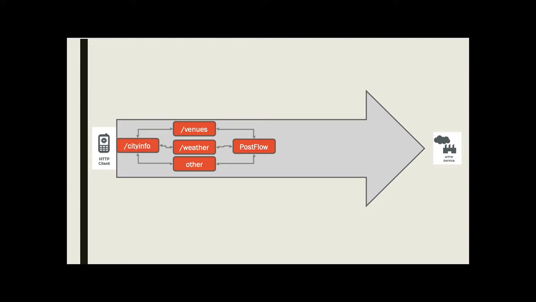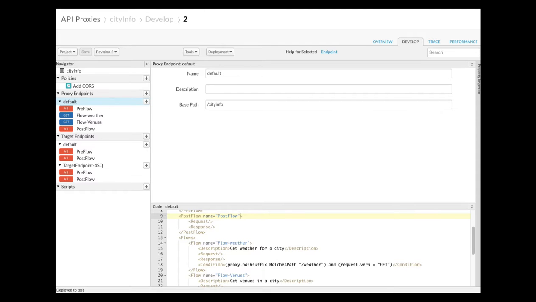And we didn't implement, but inherently, if venues and weather were not provided, then the flow goes through as if there's no condition. That's what we've got to protect against, because we want to ensure that every request flows through cityinfo/venues, cityinfo/weather, and everything else is rejected. Let's go back to the proxy editor and look at the default proxy endpoint.